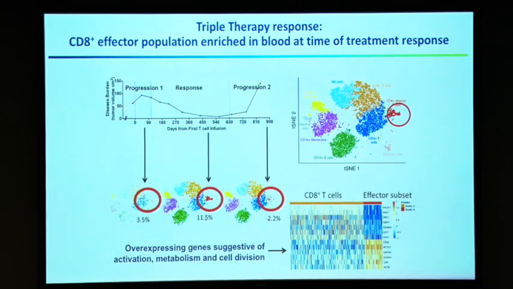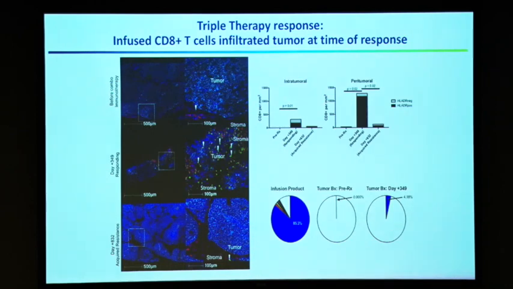So when we looked at the time of initial progression here, we're looking at single-cell RNA sequencing data, so basically transcriptomics on just full PBMC. And we saw this population of activated CD8 T cells that was only present at the time of response in this patient. And when we look at their gene expression compared to other CD8 T cells, we saw that they really had overexpressed genes suggestive of activation, metabolism, and cell division. And indeed, when we looked into this patient at the time of response, so on the top panel we have before T cells. You can see the tumor is a cold tumor. There's no T cells in there.